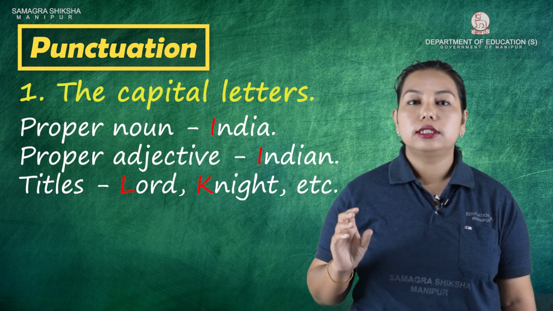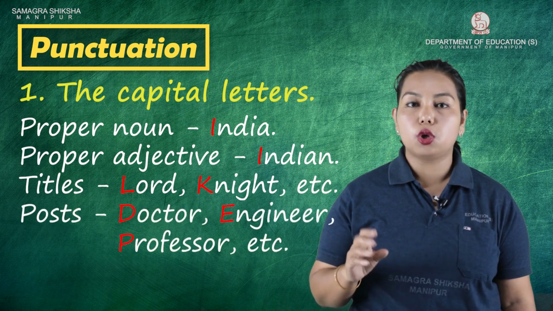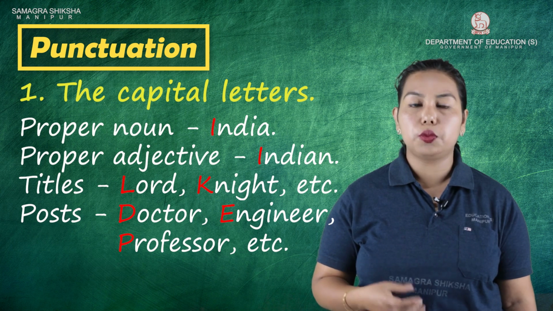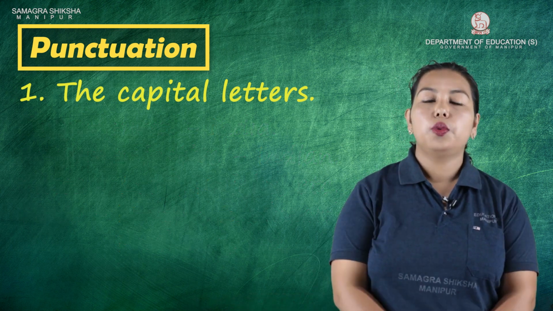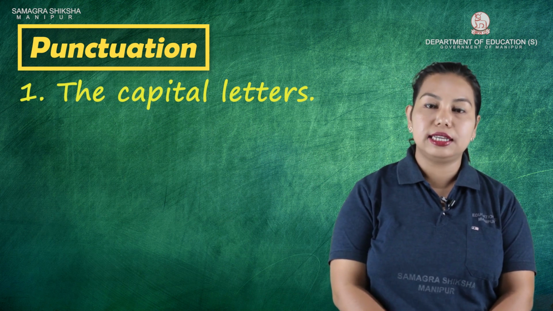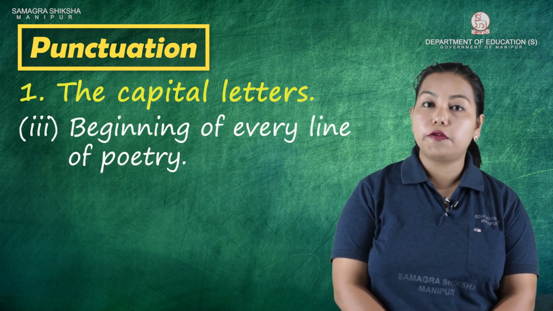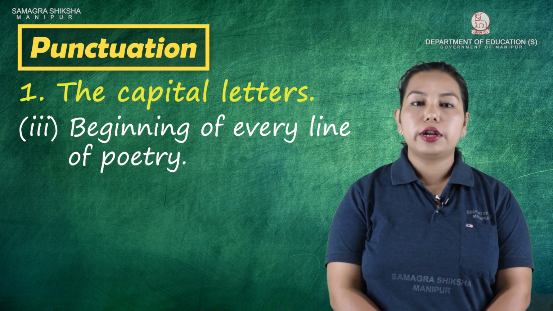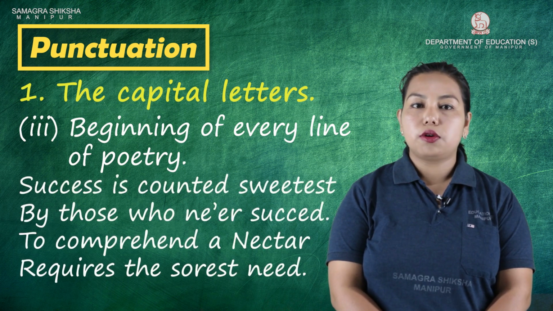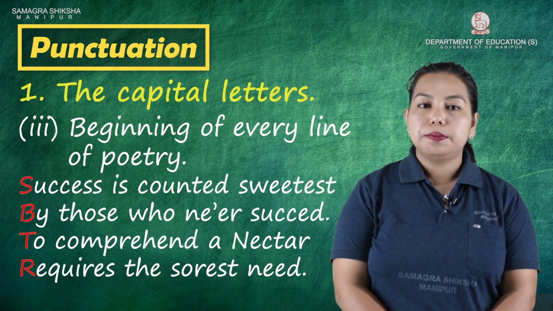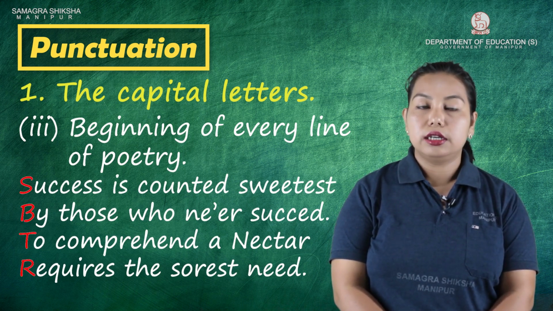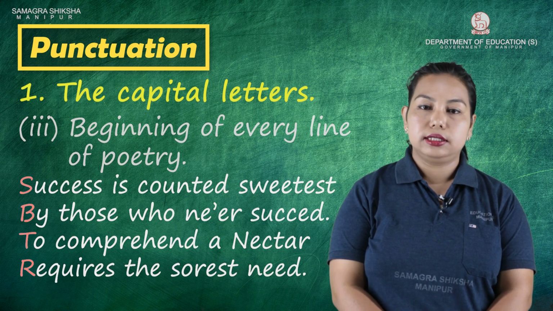Then in jobs or professions such as Doctor, Engineer, Professor, we have to begin all of these with a capital letter. Then we also generally use capital letters at the beginning of every line of poetry. For example, in this extract of a poem from Success is Counted Sweetest, the letters S, B, T, and R all begin with capital letters.